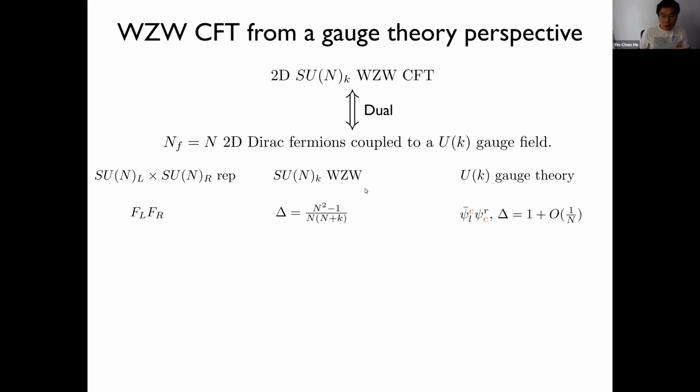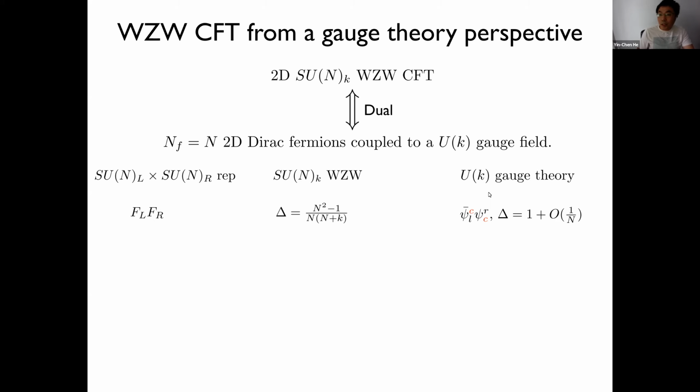So let's do some very simple analysis. Let's look at the operator spectrum of these two theories. The global symmetry of this theory will be SU(N) left times SU(N) right, and that's true for both theories. And we can ask what are the lowest lying operators in the bifundamental, which I will call F_L and F_R. In the Wess-Zumino-Witten theory, we know that the lowest operator will be a Casimir primary with this scaling dimension.